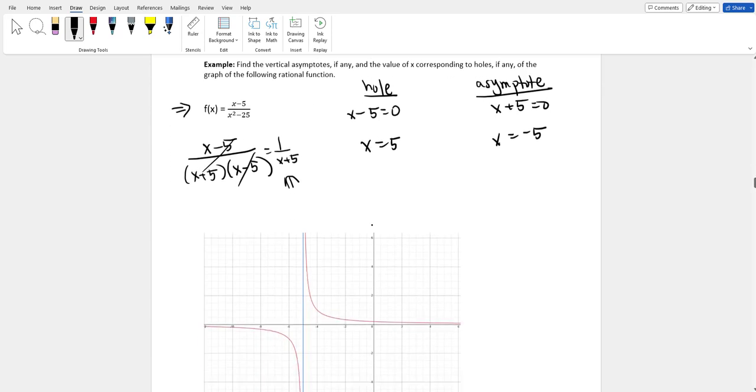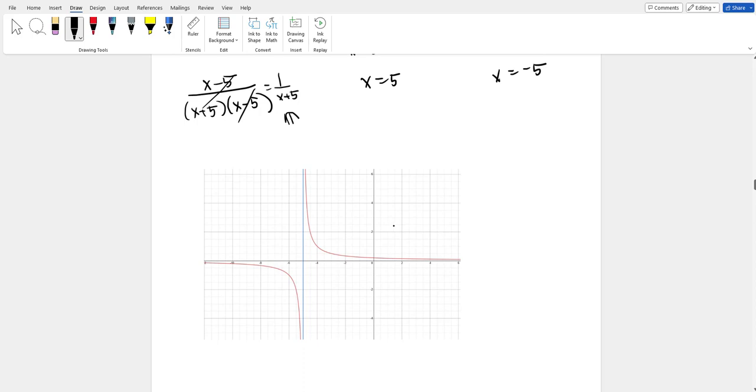Okay, so I have a graph here, and this blue line here is your vertical asymptote. This is x is equal to negative 5. You're going to have a hole at x equal to 5. So if you go here, this is 5 here, there is going to be a hole here on this graph. The reason why we have to put a hole is because we cannot include 5 in there, because it's going to make the denominator 0.